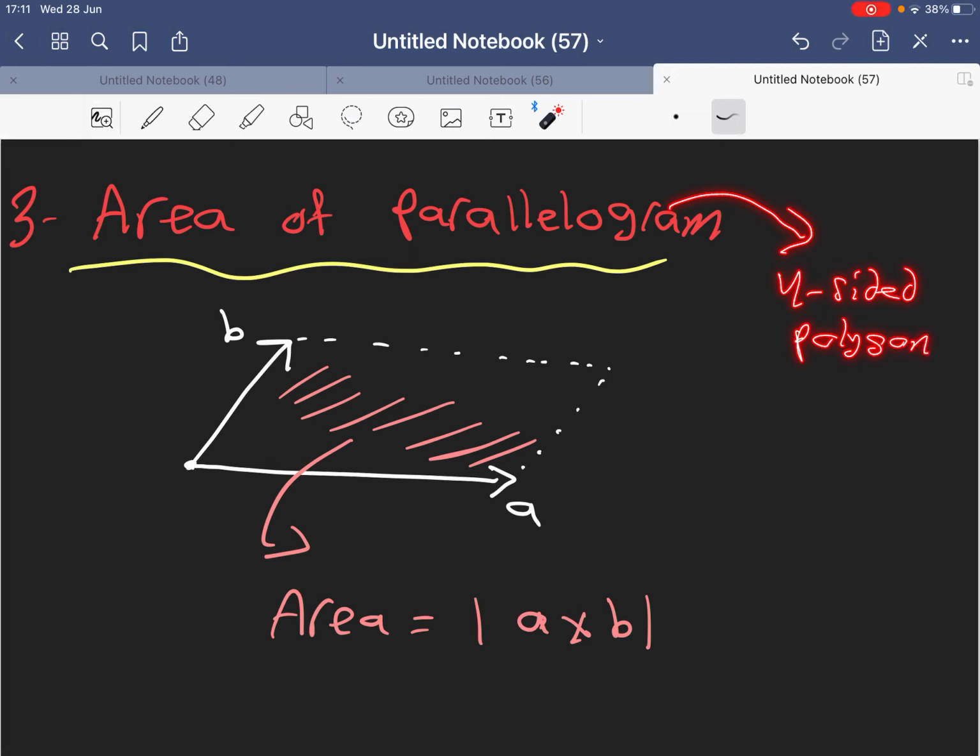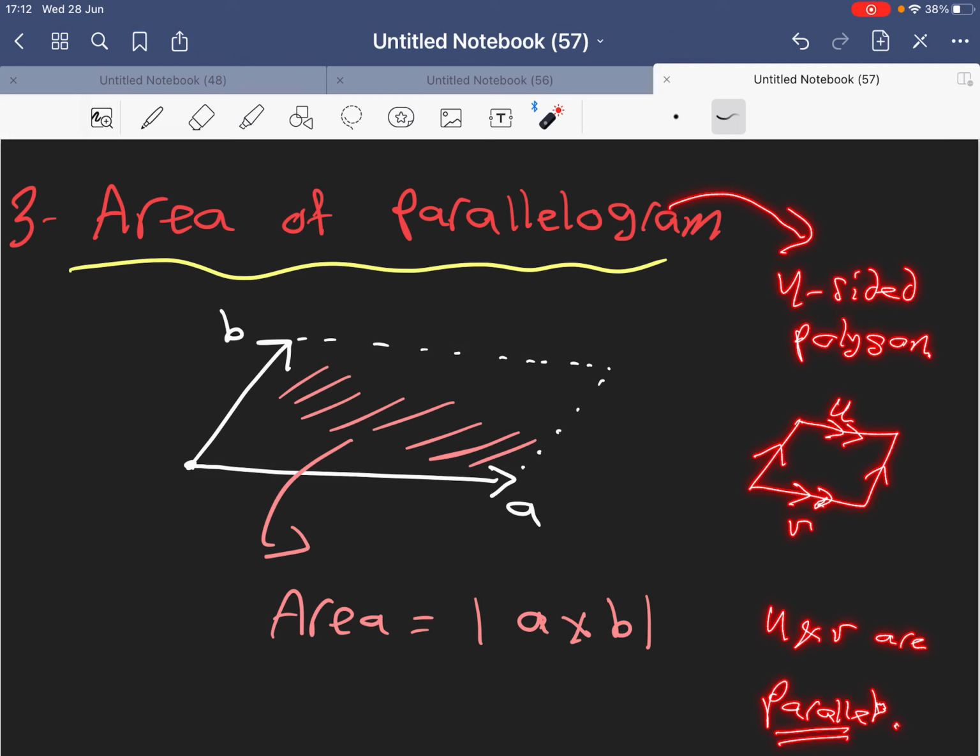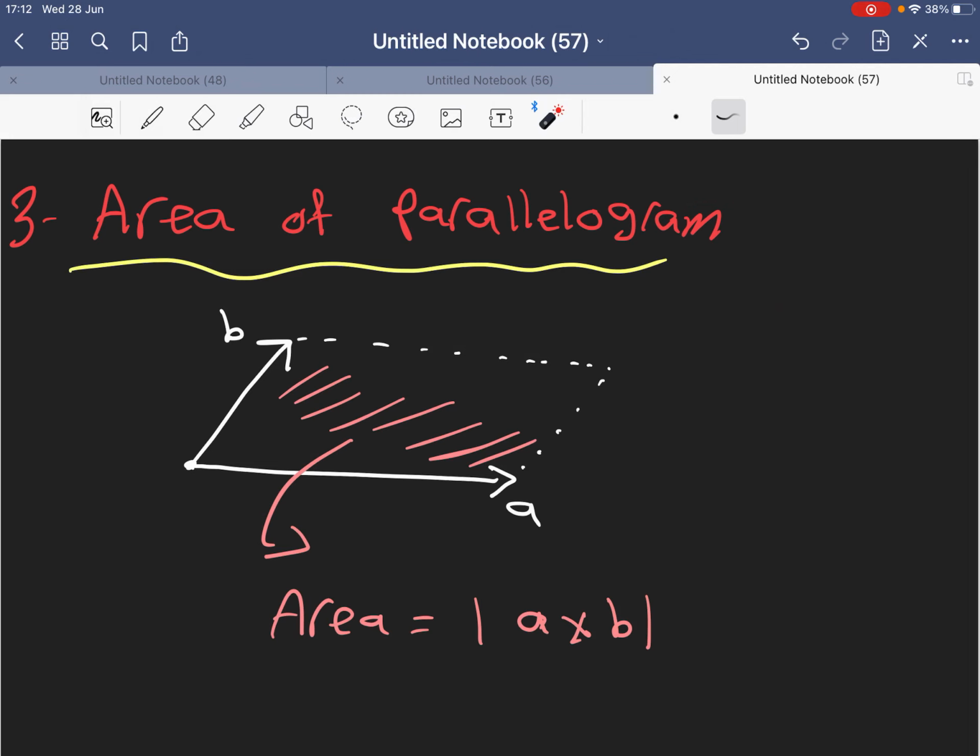where every two adjacent sides are parallel. So this one should be parallel with this one, and this side should also be parallel with this side. Now, in terms of calculus 3, it means this vector u and this vector v are parallel. So u and v must be parallel, which means their coordinates are multiples of each other. The angle between them should be 0 or 180. That's what we mean by parallel. So each two sides are parallel, we call it a parallelogram.